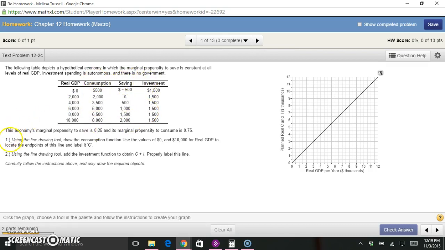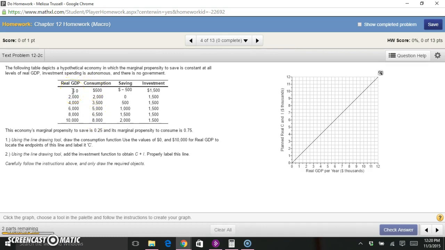They also tell us that the economy's marginal propensity to save is 0.25 and its marginal propensity to consume is 0.75. They ask us to use the line drawing tool to draw the consumption function using the values of $0 and $10,000 for real GDP to locate the endpoints of the line, and label it C. So all we have to do here is draw the line that corresponds to these numbers in consumption. They tell us to use the endpoints of $0 and $10,000 GDP.